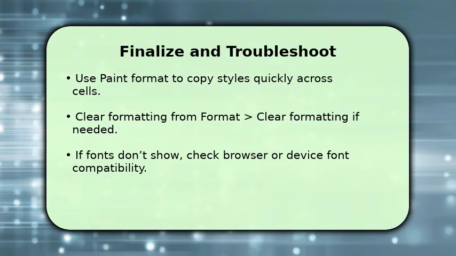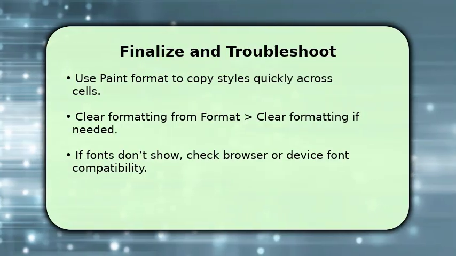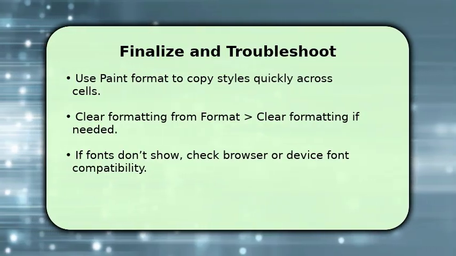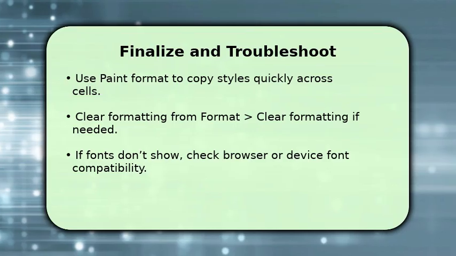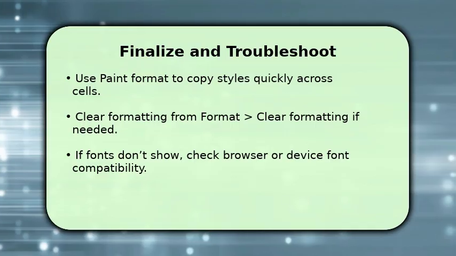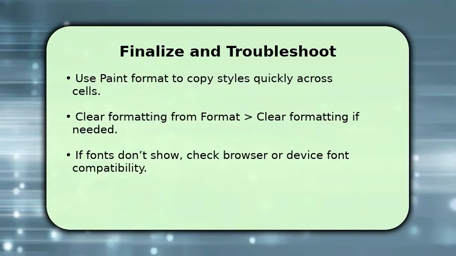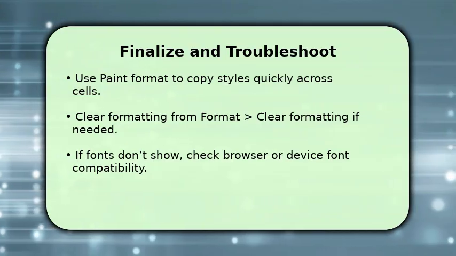To finish, copy your new style using Paint format so multiple areas match instantly. Click the Paint roller and paste the style where needed. Once done, verify alignment and wrap settings so text doesn't truncate. Adjust column widths if necessary. If you need to revert, use Format, Clear formatting to remove changes.